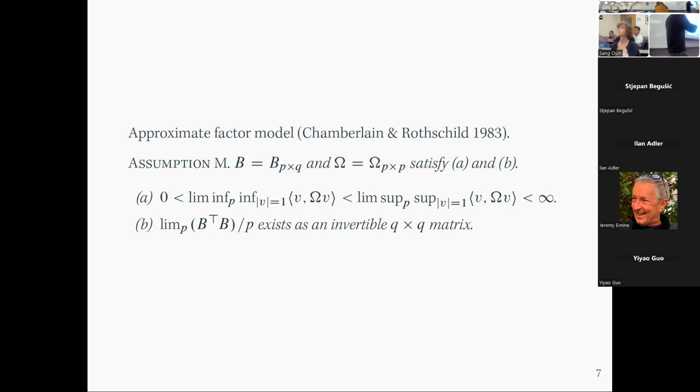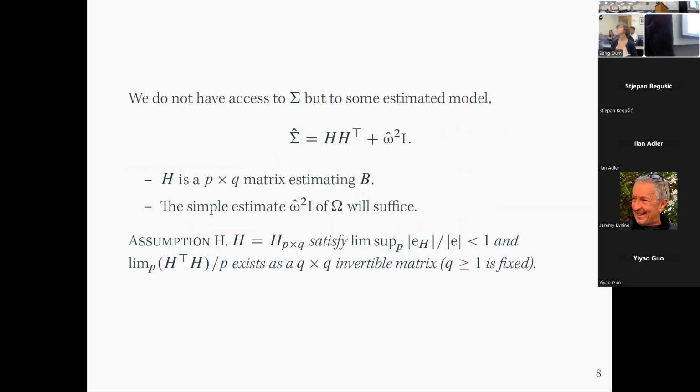The reason it says that is because I took the dual of this matrix, B transpose B, divided by p, and assume that this limit exists and is invertible. This condition is equivalent to the eigenvalues growing linearly with the dimension. That's an assumption that's going to be in place throughout. This is called an approximate factor model in the literature. I won't discuss it too much, but it has all sorts of connections to arbitrage pricing theory and so on.